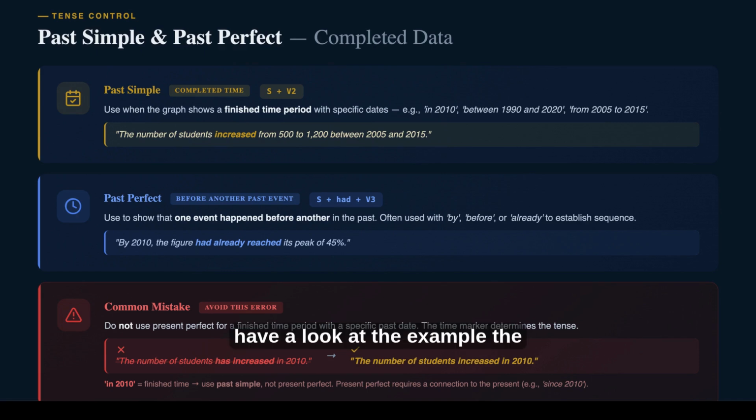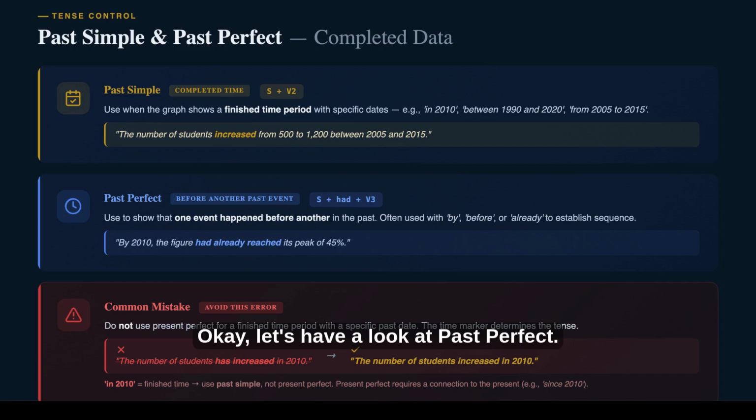Let's have a look at the example. The number of students increased from 500 to 1,200 between 2005 and 2015. So if you have a look at the verb in gold, increased is the past tense of increase. So in this case, we use simple past tense.